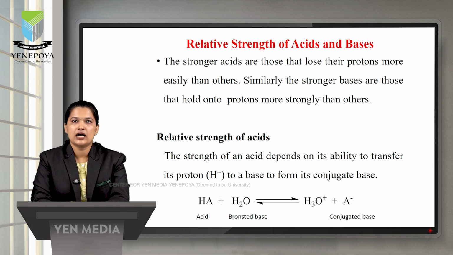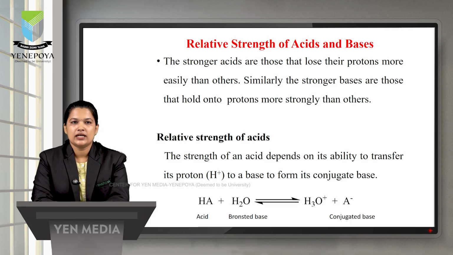Then, the relative strength of acids and bases. Stronger acids are those that lose protons more easily than others. Similarly, stronger bases are those that hold on to protons more strongly than others. The strength of an acid mainly depends upon its ability to transfer its proton to the base and form a conjugate base.